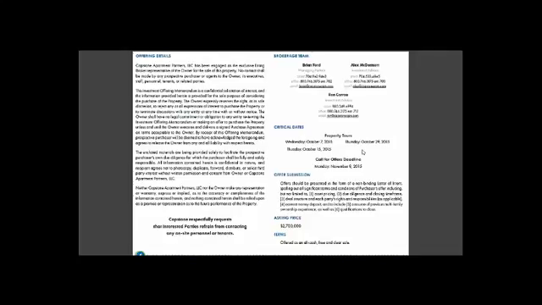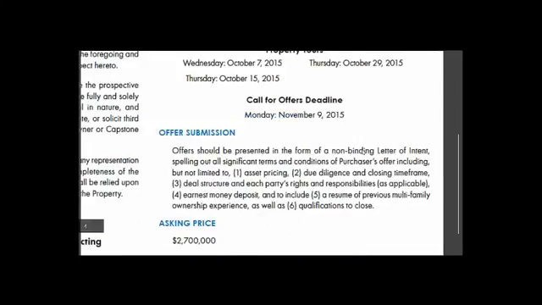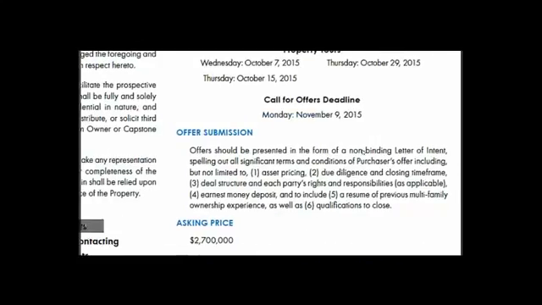So check out the critical dates. You can go take property tours on these dates, or you can go make your own private meeting. Offer submission, as you can see what they say here, is that offers should be presented in the form of a non-binding letter of intent. That's what ours are, spelling out all the significant terms and conditions, the asset pricing, the due diligence and the closing time frame, the deal structure and each party's rights and responsibilities as applicable, any earnest money deposit, and to include a resume of previous multifamily ownership experience as well as qualifications to close.